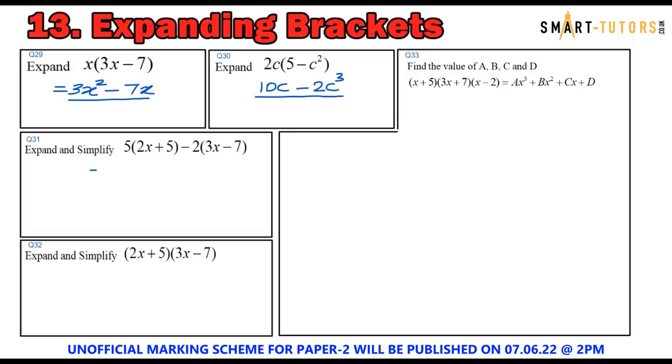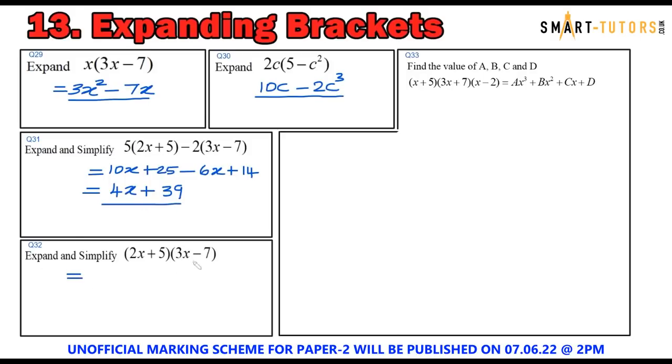Expand and simplify is two brackets coming. 5 times 2x is 10x. 5 times 5 is 25 and minus 6x. Careful here, minus times minus is positive 14, and now 10x take away 6x is 4x, plus 25 plus 14 is 39, which is the correct answer.